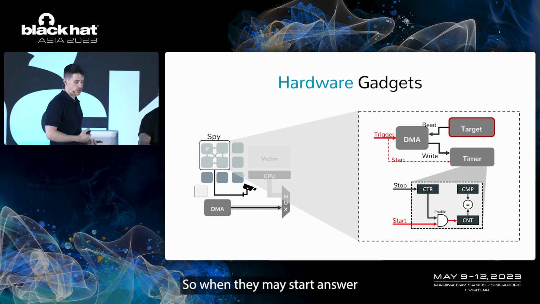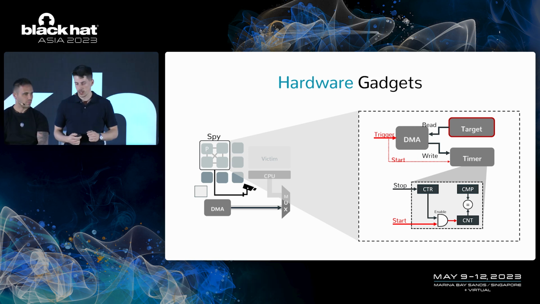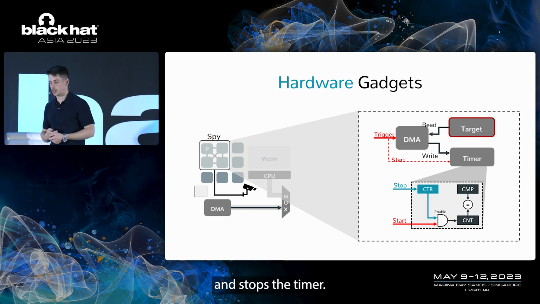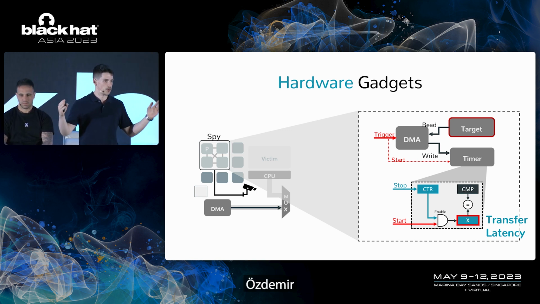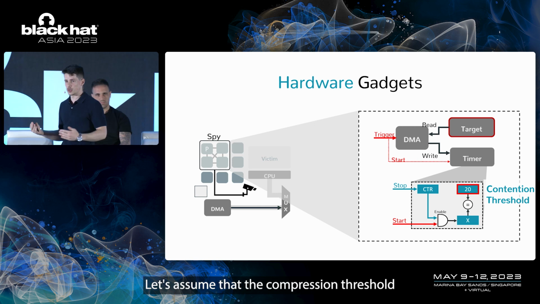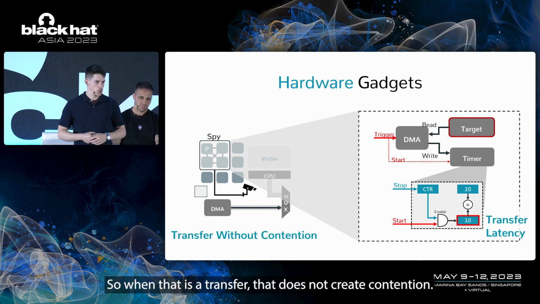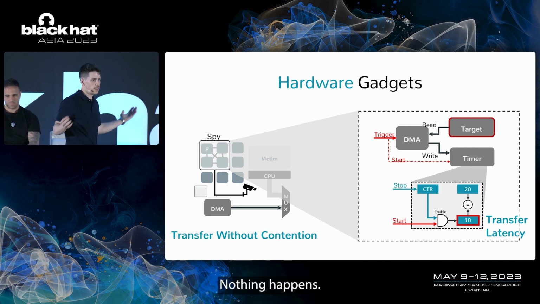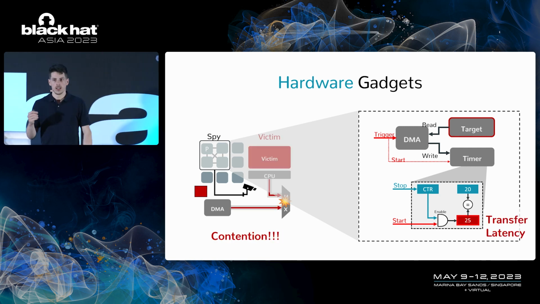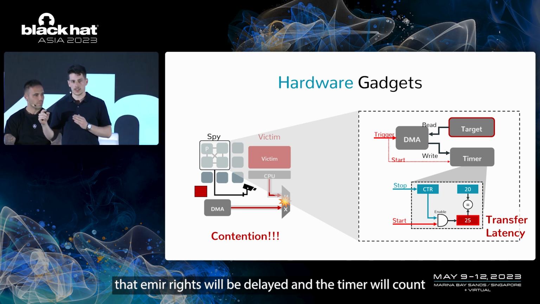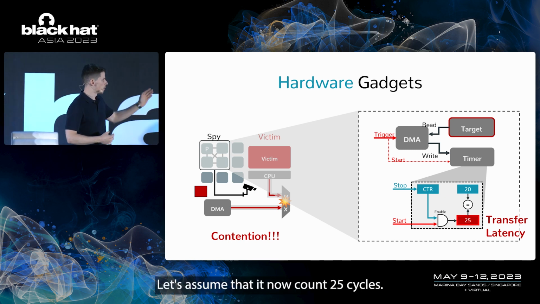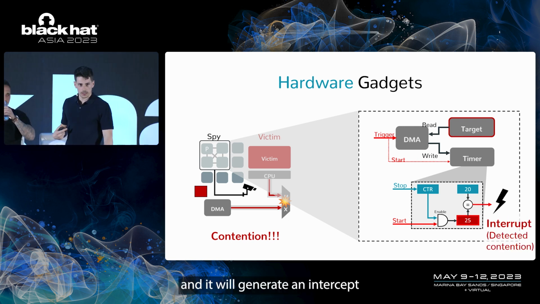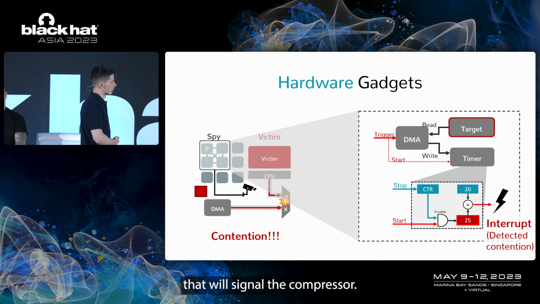When the DMA starts the transfer, at the same time, the timer starts counting. And when the DMA finishes the transfer, it writes to the control register of the timer and stops the timer. This measures the transaction time of the DMA. Let's assume that the contention threshold is 20 clock cycles. When there is a transfer that does not create contention, and let's assume that it took 10 clock cycles, nothing happens. However, when there is contention, the DMA writes will be delayed, and the timer will count more cycles. Let's assume that it now counts 25 cycles. It will exceed the contention threshold, and it will generate an interrupt that will signal the contention.